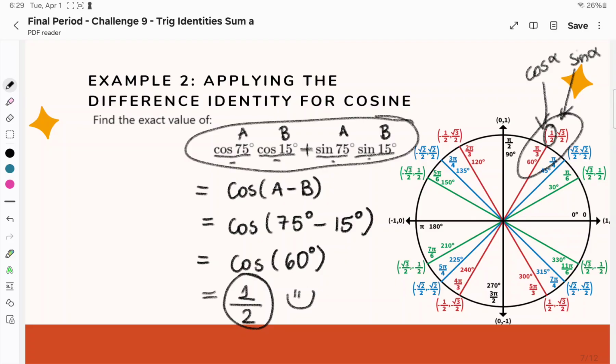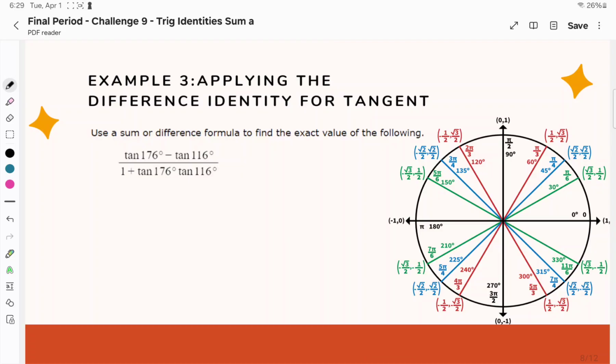Am I going to use a cosine identity? Am I going to use a sine identity? Am I going to use a sum or a difference identity? Okay. And we're going to do one more now with the tangent, right?